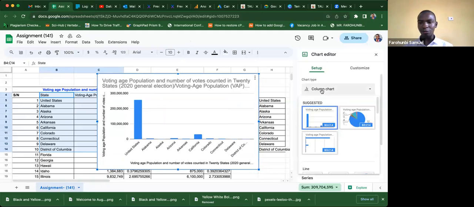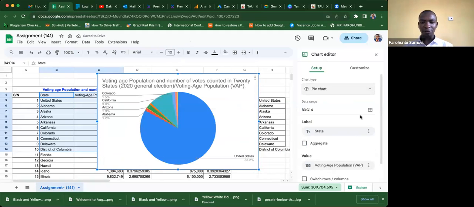I can change it to pie charts. Look at it here, I can change it to a pie chart. Now here, already the title that I've put for this table is showing. And immediately from this graph, I will see that United States has the highest figure that is available here, followed by California. Then I have Colorado, I have Arizona, and then I have Alabama.